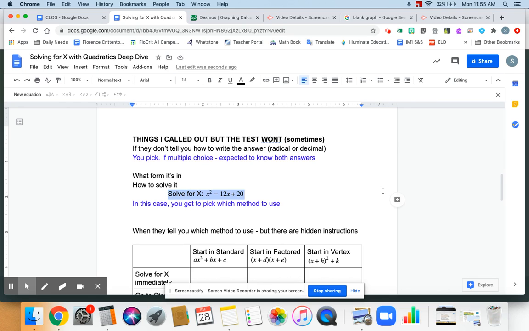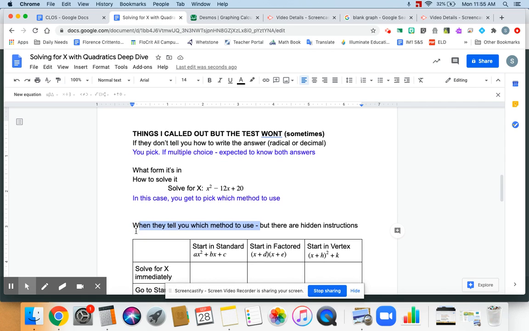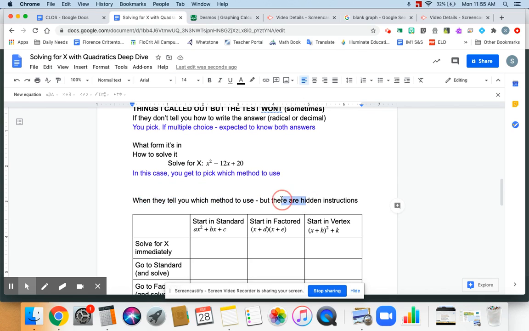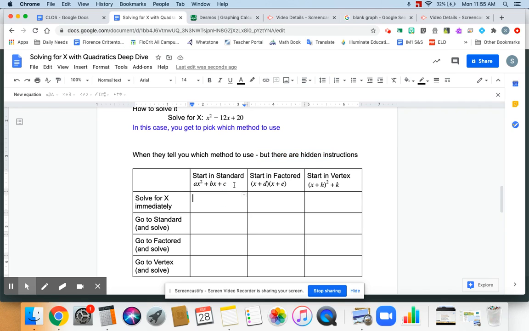Sometimes they will tell you which method to use though. Like they'll say, solve for x by using the quadratic formula. However, there might be hidden instructions within those instructions. So let me show you. If you start in standard form like this, and you just want to solve for x immediately without doing anything else, you're going to use the quadratic formula.